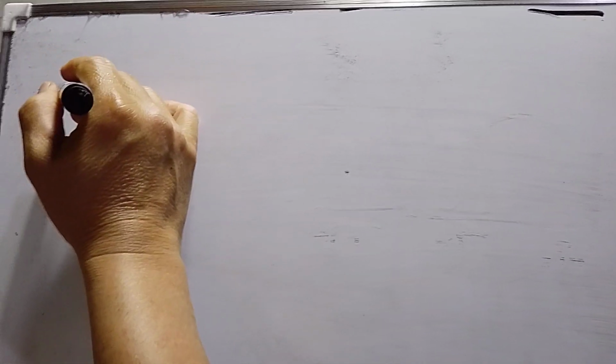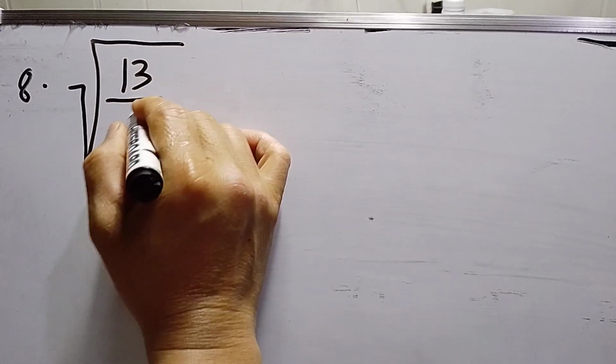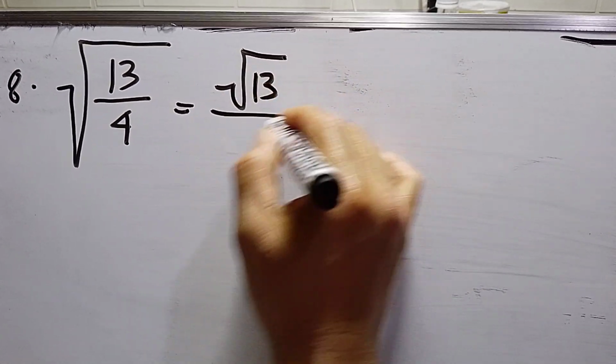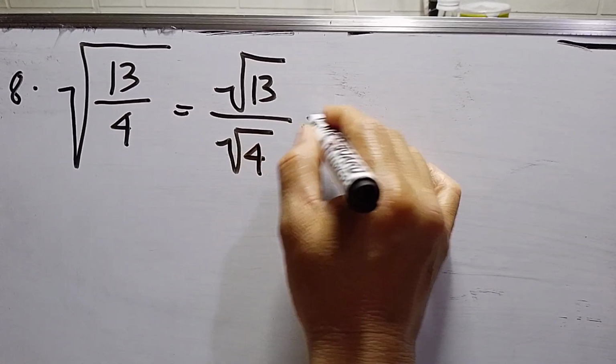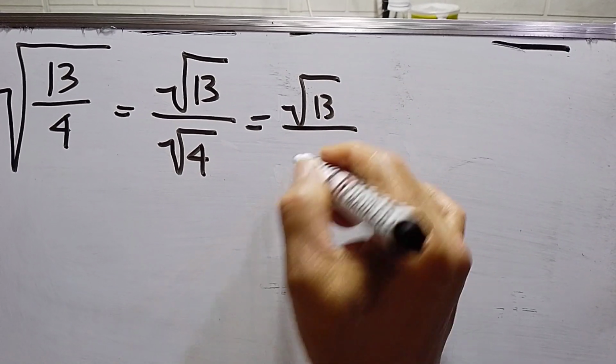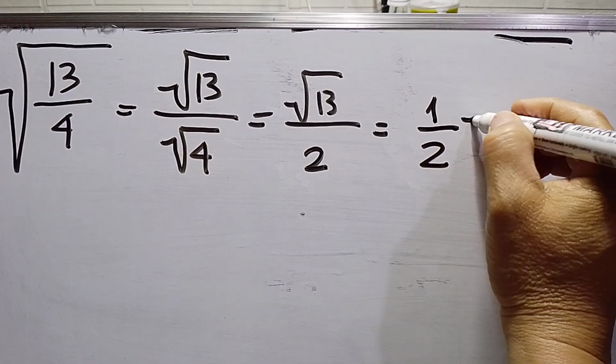How about the last number, number 8? Number 8 is square root of 13 over 4. So this will be square root of 13 over square root of 4. And we know that square root of 4 is 2. So my answer for number 8 is 1 over 2 square root of 13.